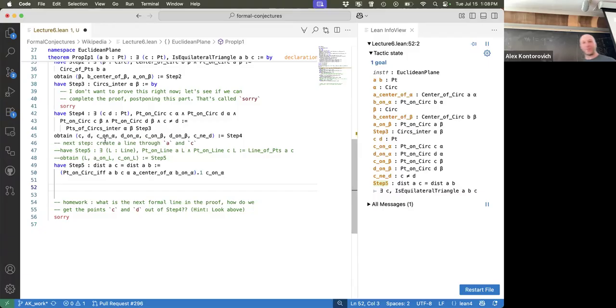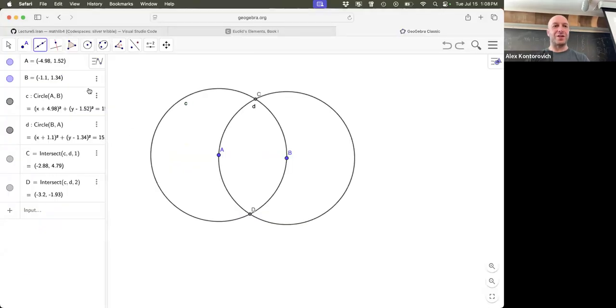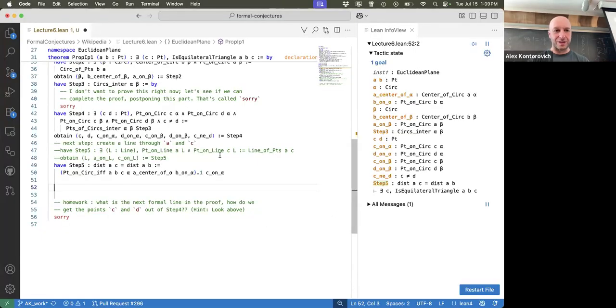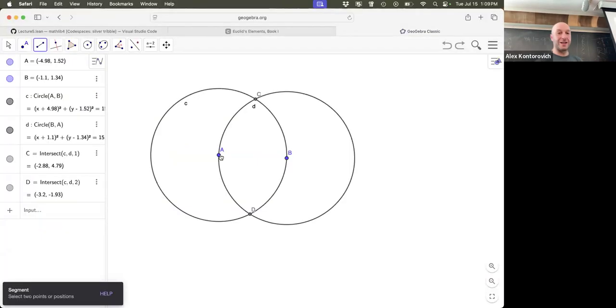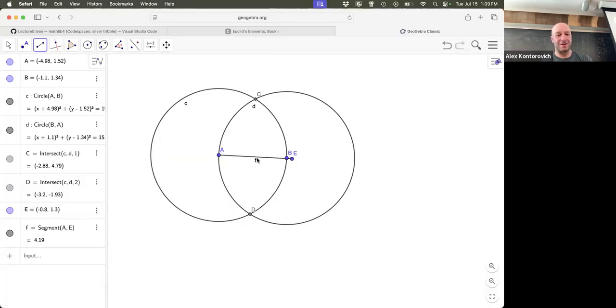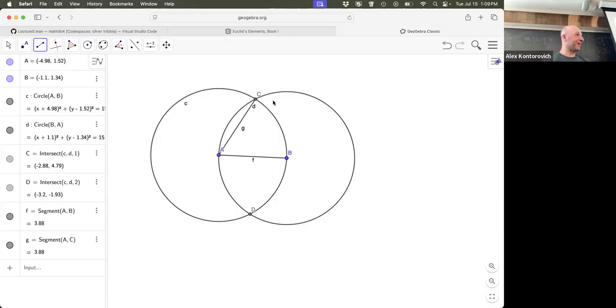Let's bring it back in, guys. So again, what we did in step 5 is we showed that AB is the same as AC. And now what we want to do is prove that AB is also the same as BC. Right? That's the other direction. And instead of using the fact that they're both on alpha, now we want to use the fact that they're both on beta.